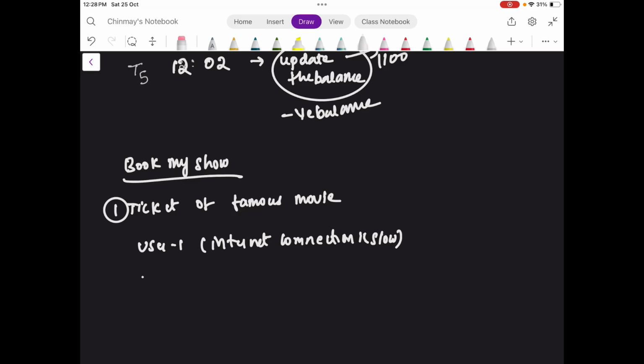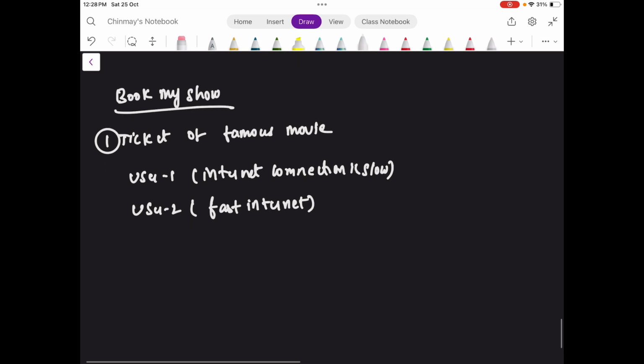Okay, there is user 2 with fast internet. Your database doesn't have the capability to isolate non-repeatable reads. What happened? Same, there is one seat, right? There is one ticket. On the same ticket for booking, user 1 also tries, and user 2 also tries the same ticket.